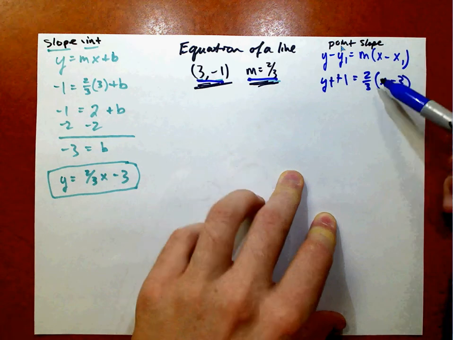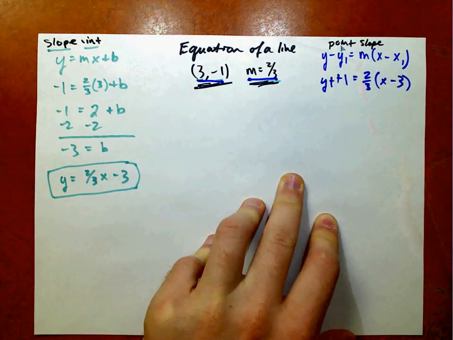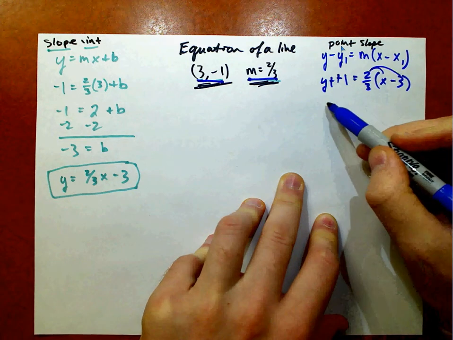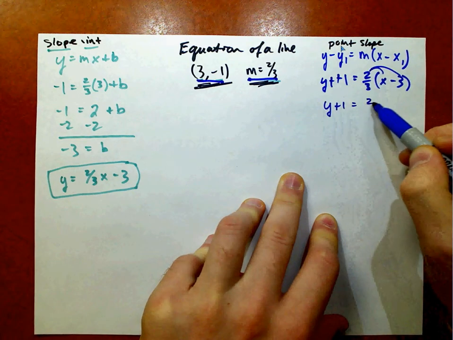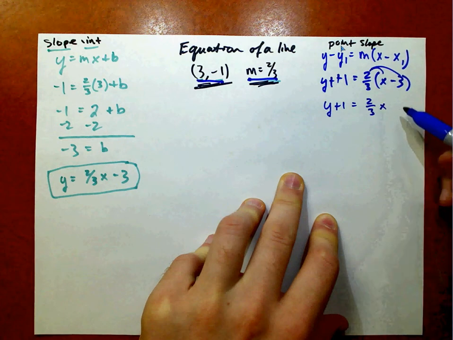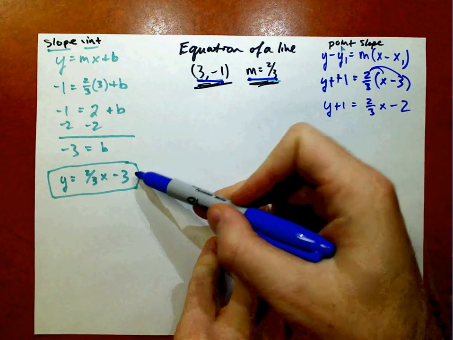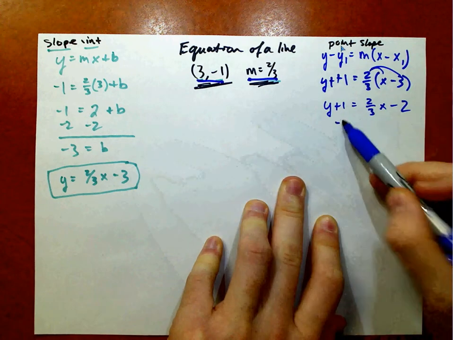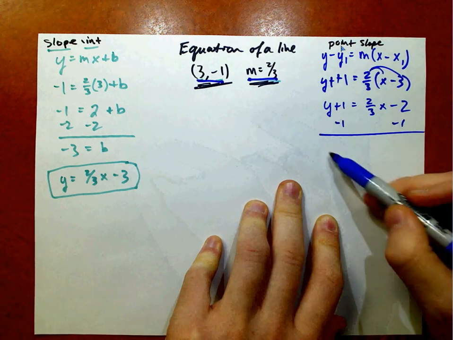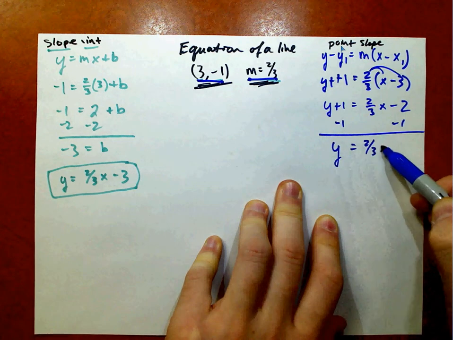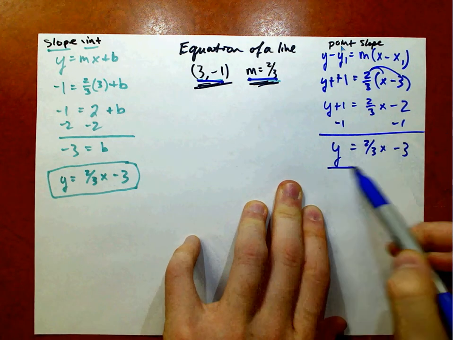I'm going to turn this into the slope-intercept form because that's the way we prefer to write our equations. So I will distribute 2/3 first. 2/3 x minus 2. And last thing I have to do to get y by itself, to put it into the slope-intercept form, is subtract 1 from each side of the equation. And I'm left with y is equal to 2/3 x minus 3.